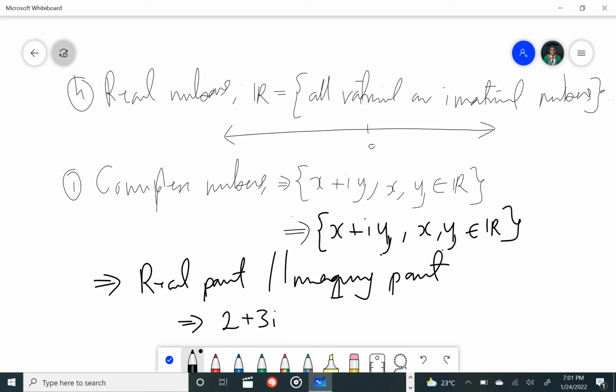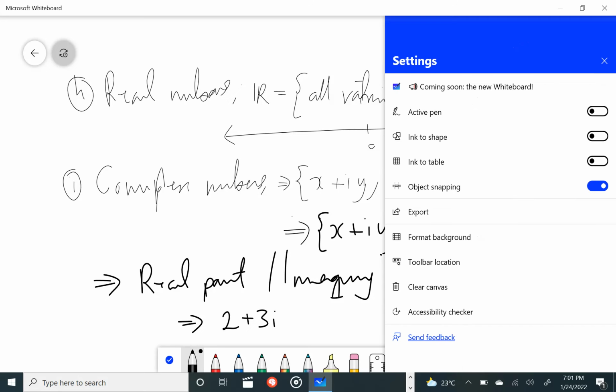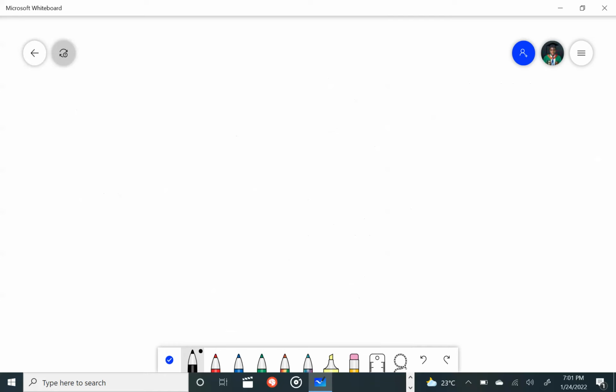So the next time we meet, we'll be looking at rational and irrational numbers. How to prove that something is a rational number, and also by the same token, how to prove that something is an irrational number.